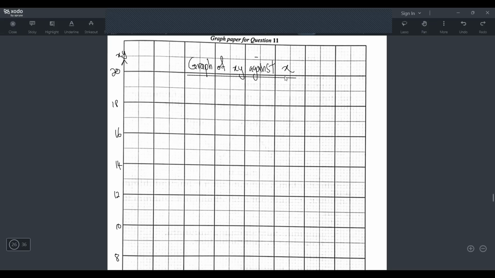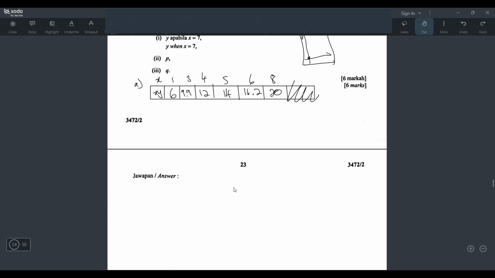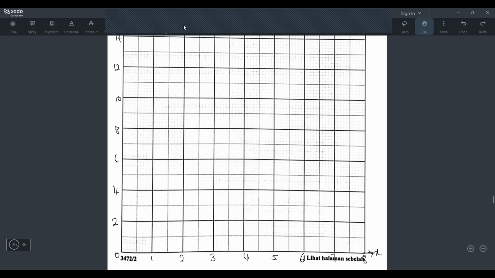Okay, now we can start to plot our graph. So let's look at the first point. The first point given here is 1, 6. So let's plot 1, 6. So 1 is here and 6 is here. So this is your first point. Okay, done. All right. Okay, let's plot nicely. Okay, 1, 6.